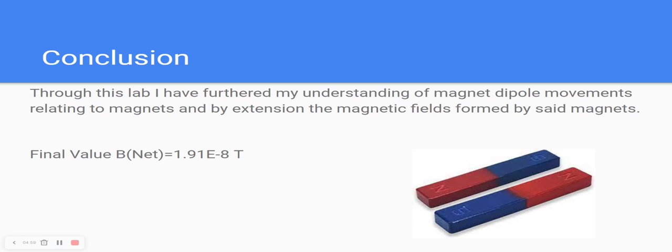For this conclusion, through this lab I furthered my understanding of magnetic dipole moments relating to magnets, and by extension the magnetic fields formed by said magnets, with this final value of B net being shown below.